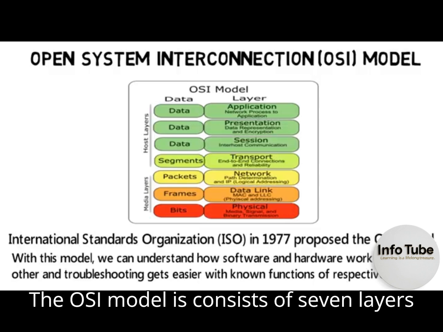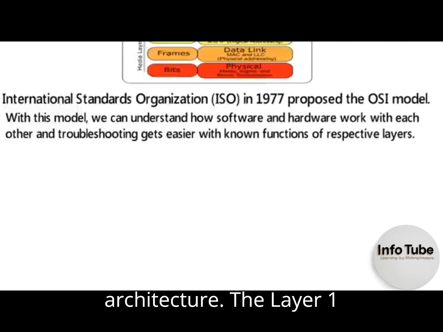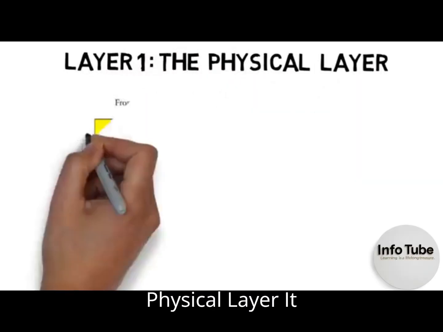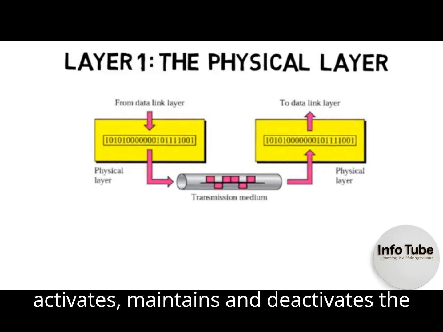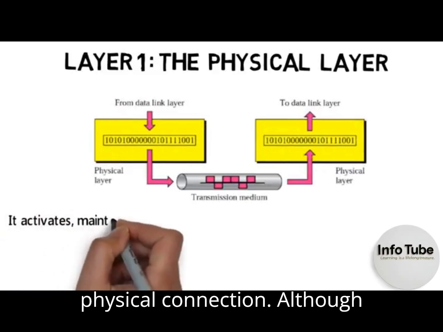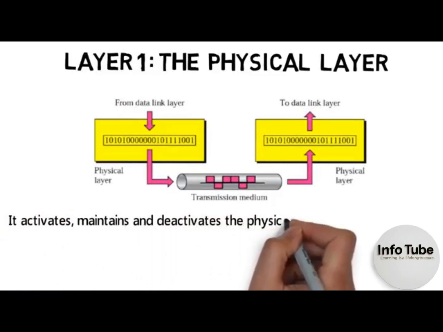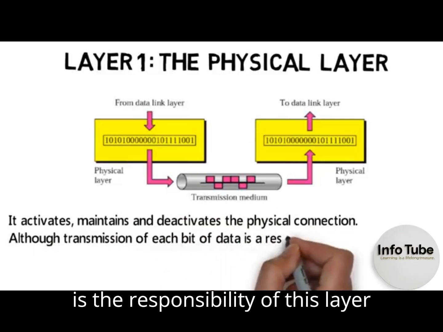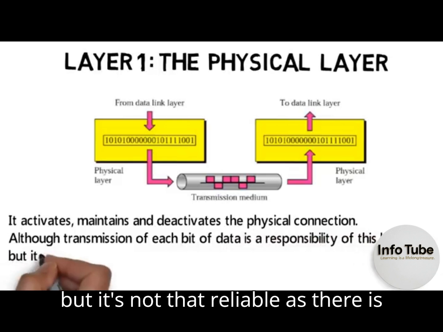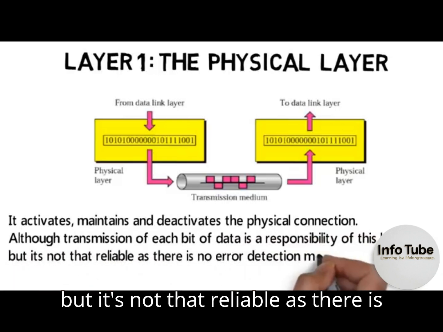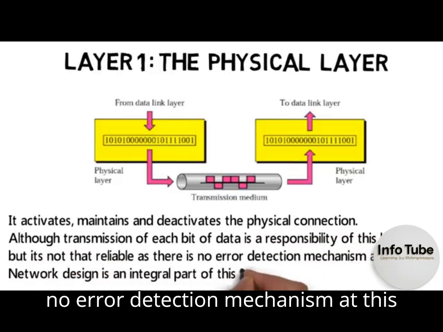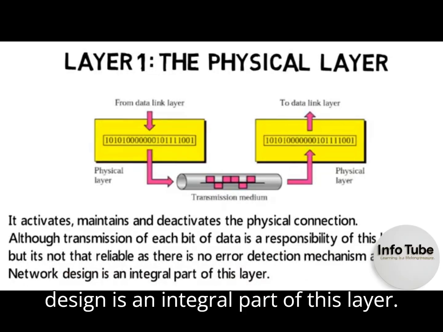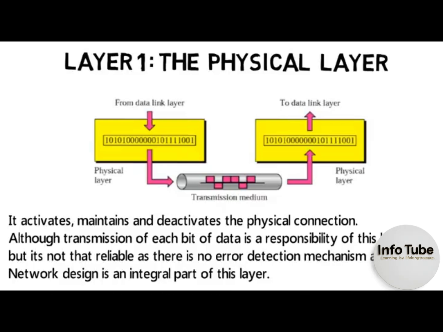The OSI model consists of 7 layers architecture. The layer 1, physical layer. It activates, maintains and deactivates the physical connection. Although transmission of each bit of data is a responsibility of this layer, it's not that reliable as there is no error detection mechanism at this layer. Network design is an integral part of this layer.